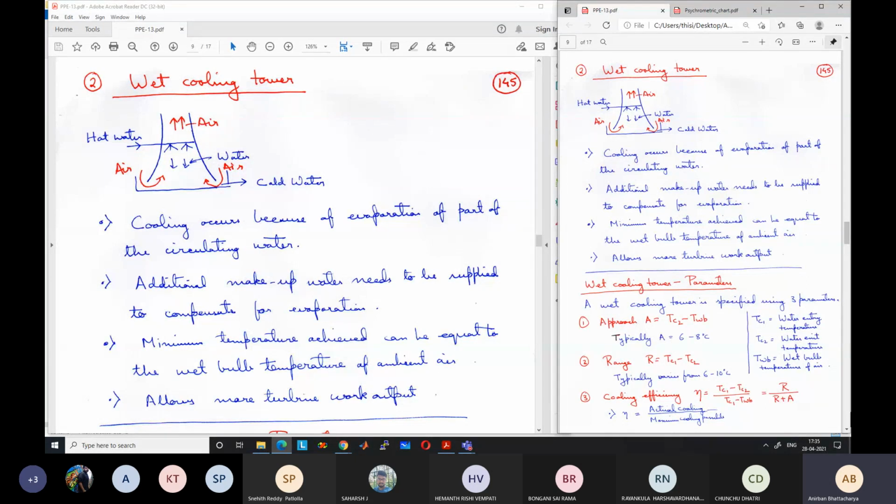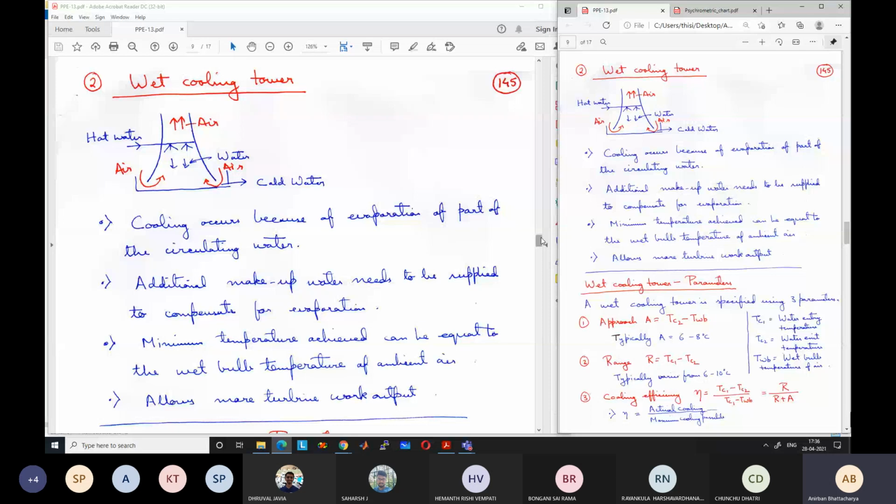Okay. So we are discussing condensers. We had a brief discussion about condensers, and we had seen that there are two types of condensers. One was the direct contact condenser, and another is shell and tube type. Okay. So now the cooling water is supplied to the condenser. Again, it can come in two forms.